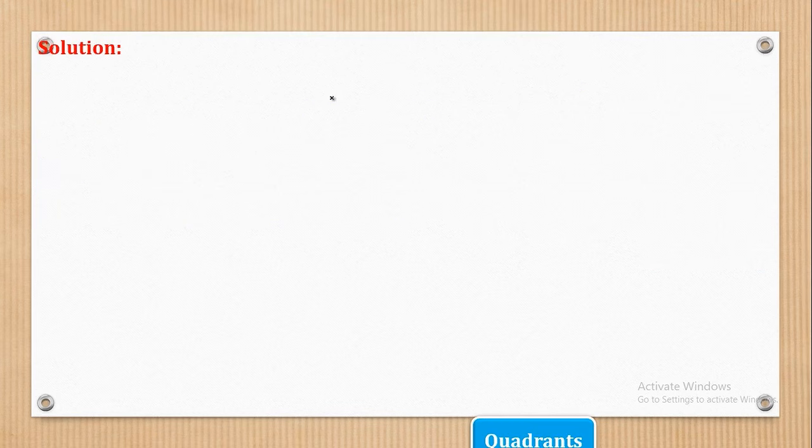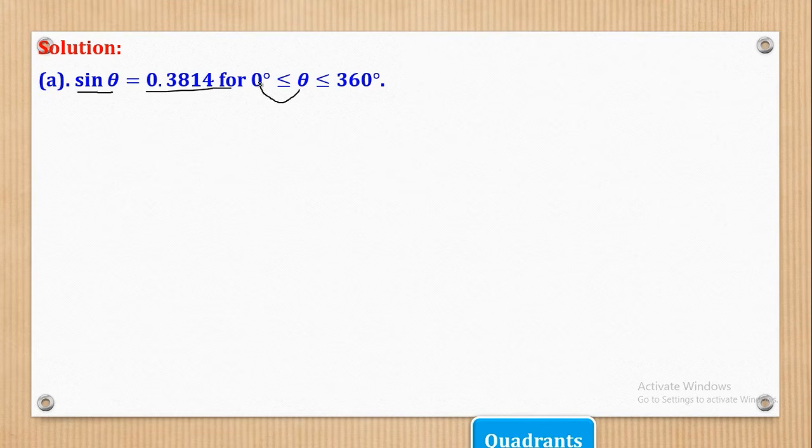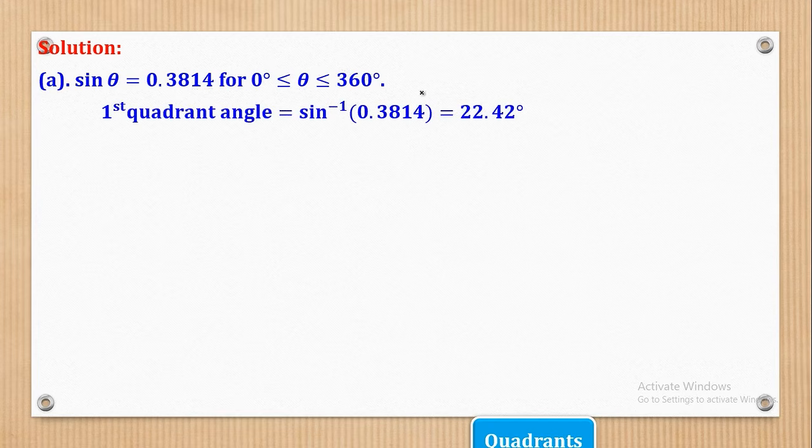So now we shall start with part A. Part A, they gave you that sin theta is equal to this, and they want the value of theta from 0 degrees to 360 degrees. Like we said, the first step is to get the first quadrant angle, which is got by saying arc sine of this, just as you see it here, and it gives you 22.42.